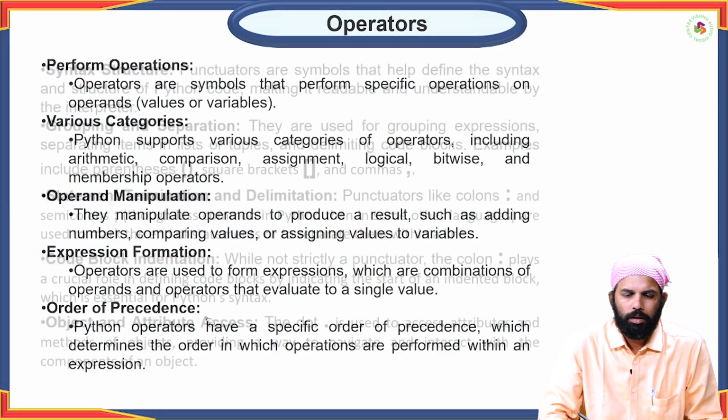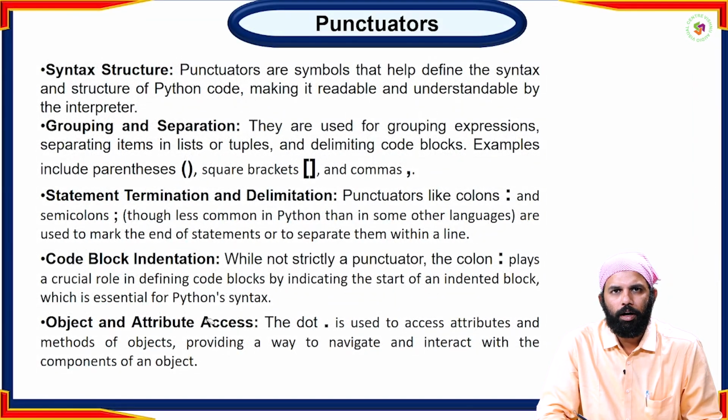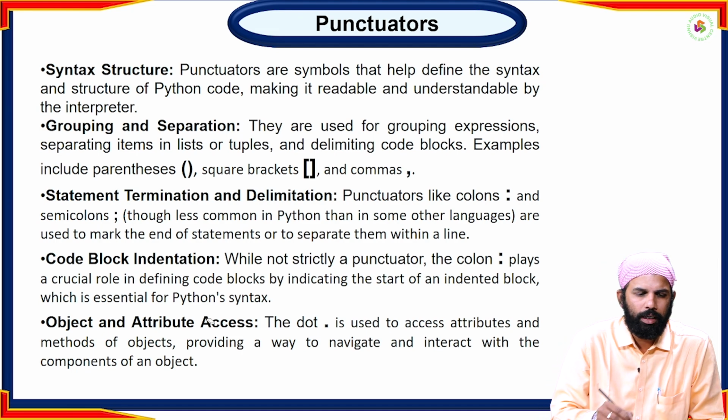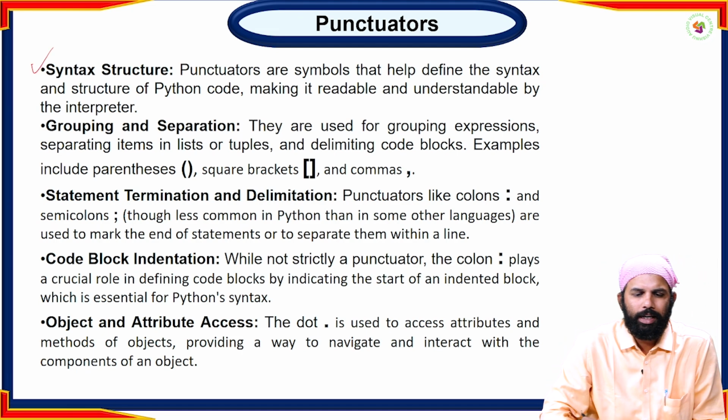To go further, the next and last but not least category of tokens is punctuators. Without using these tokens, we cannot write any code in any particular programming language. These are basically working for constructing the whole flow of the code. Therefore, we can say they are basically helping us in creating the syntax structure.